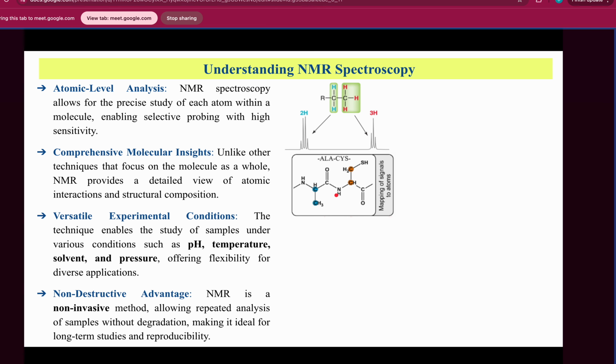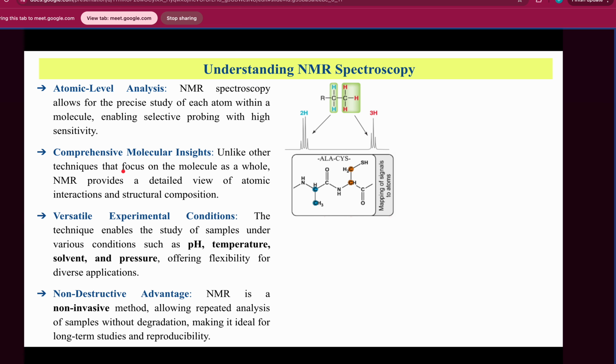In later slides, we'll see which atoms are NMR active and which are NMR inactive. We only study those elements which are NMR active, such as carbon and hydrogen. We will also check which isotope of carbon is NMR active. Those elements we can study. In this way, they provide atomic level resolution of a biomolecule. Then it is helpful for comprehensive molecular insights.